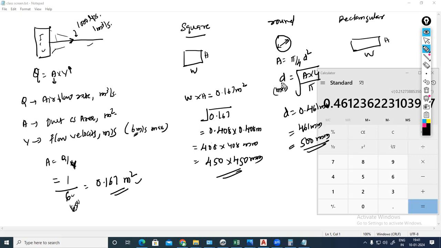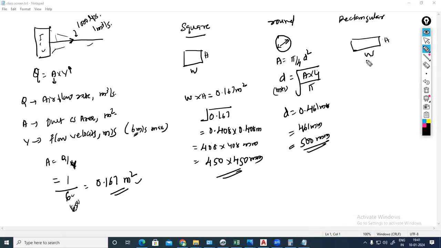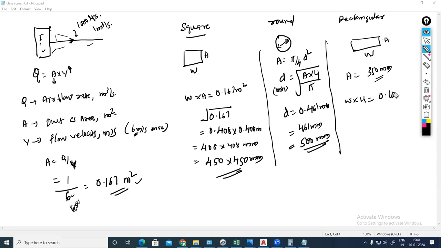See, in this equation, we are not considering the viscosity, so it doesn't mean that this is the correct one. But for a rectangular duct, out of these two, either width or height, any one dimension we should assume, then only it is possible. For example, I'll be assuming the height is 350 mm. Then the other dimension I can find now. So width into height is equal to 0.167 meter square. So width is equal to 0.167 divided by height, 350 millimeter, divided by 1000, so that will be 0.35 meter.